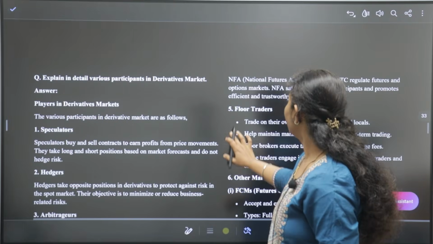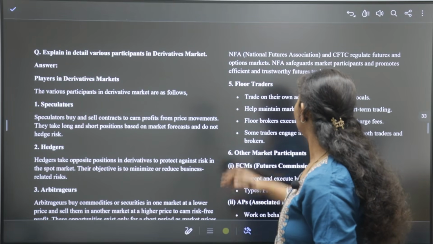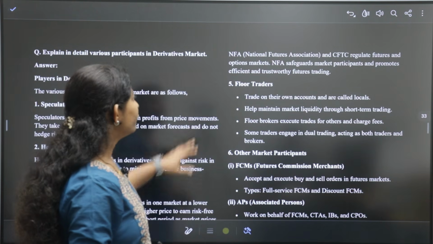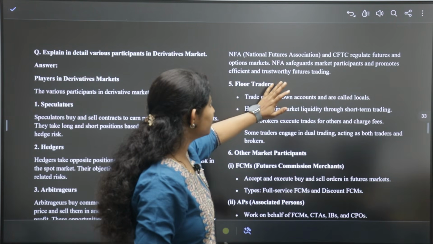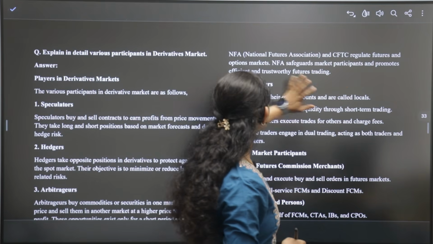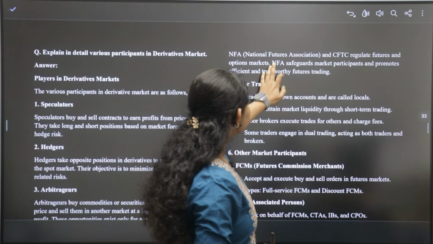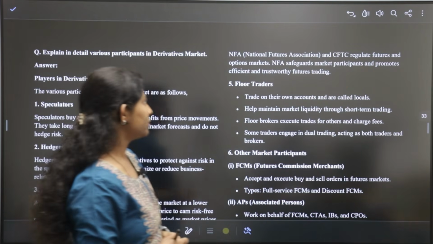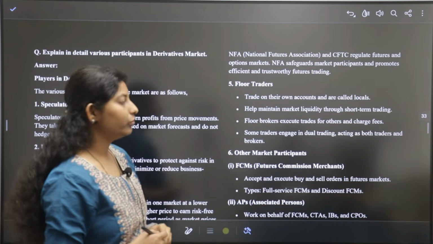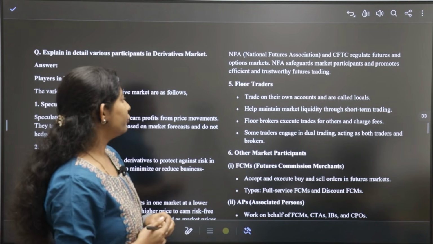Here, the National Futures Association, the NFA, and the CFTC regulate your futures and options markets. Okay, they safeguard the market participants and promote trustworthy futures trading. It will help you with trading in futures also.